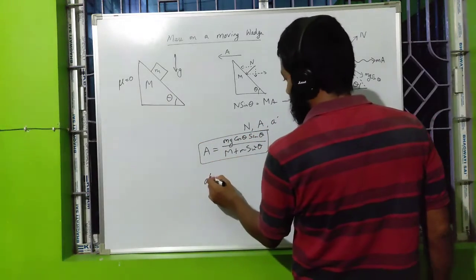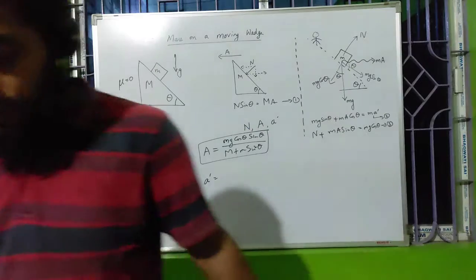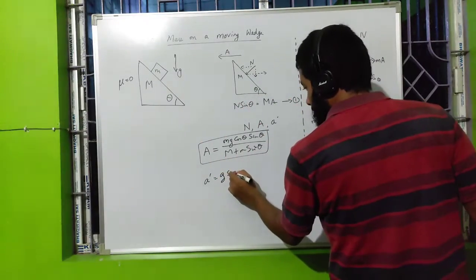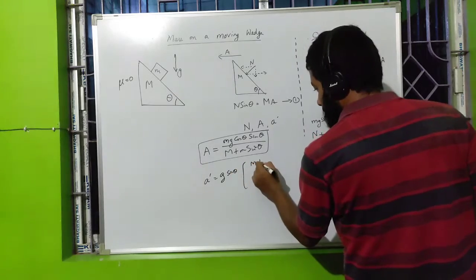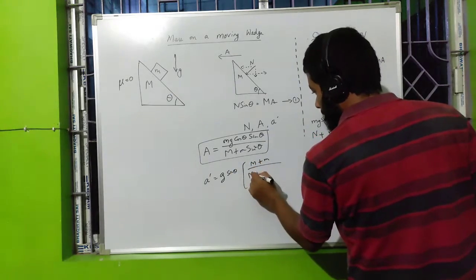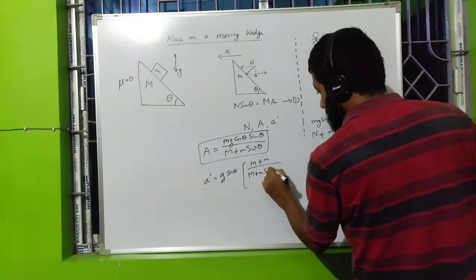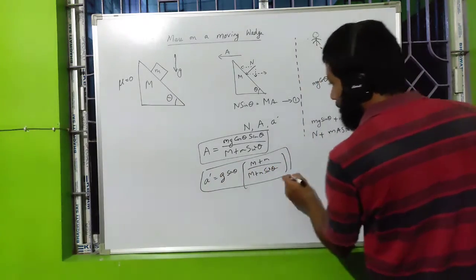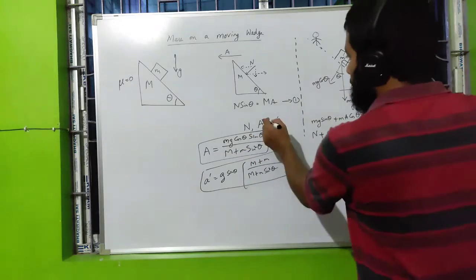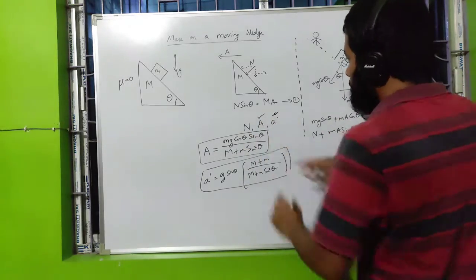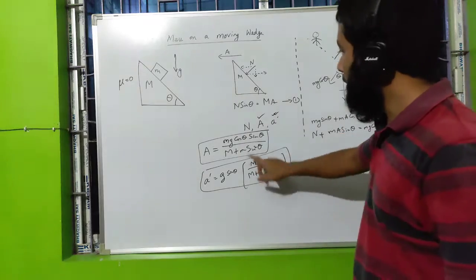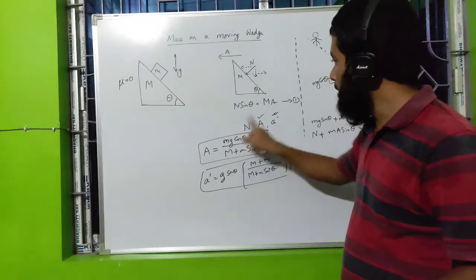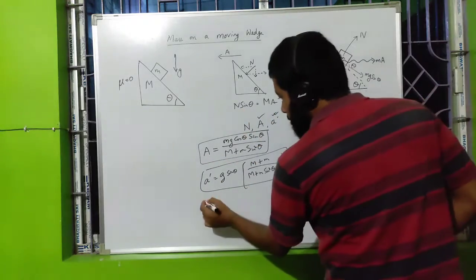The value of A prime comes out to be g sin theta into M plus m by M plus m sin square theta. This is the value of A prime. And how do we get the value of N? We put the value of A: N sin theta is equal to m into A. You put this value of A here and you can get N. So if I put it, what should I get?